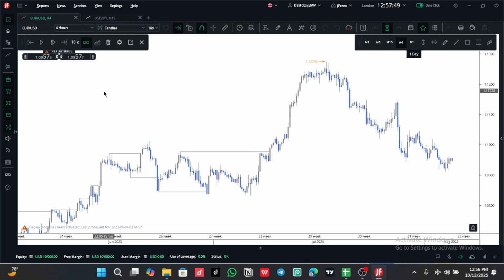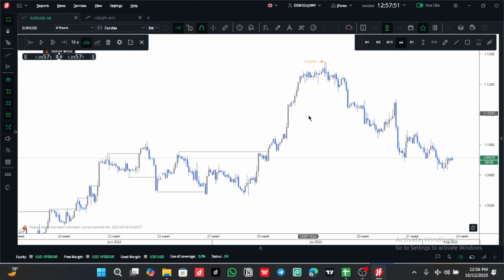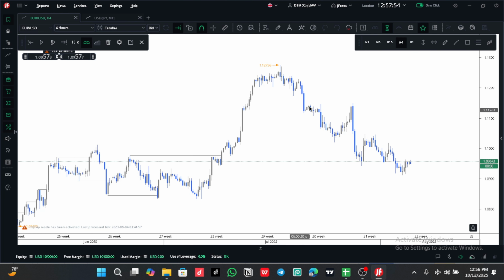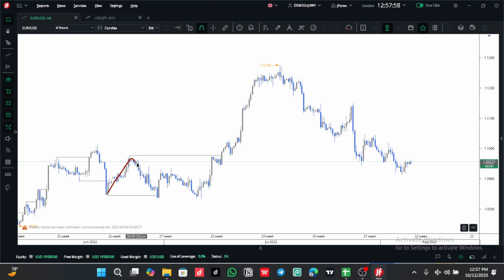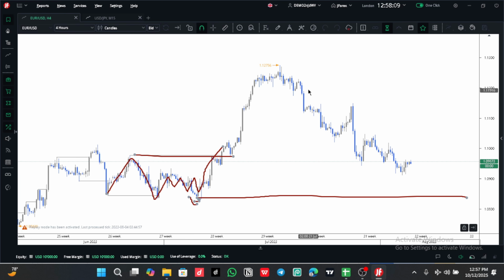All right, in here it's a little bit tricky because this is a break of structure. The market was going up before, came down, then it ranged a little bit, then broke the high. That simply means this low is the strongest low, right? And this will be the weak high, right?